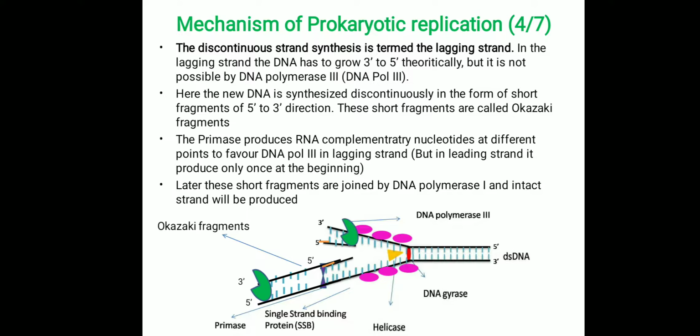Next, we discussed the leading strand; another strand is termed the lagging strand. In the lagging strand, the single strand is always running 5' to 3', and previously we discussed that DNA polymerase can make complementary chains only in the 5' to 3' direction. So theoretically we have to make the chain complementary to the 5' to 3' strand, but it is not possible.